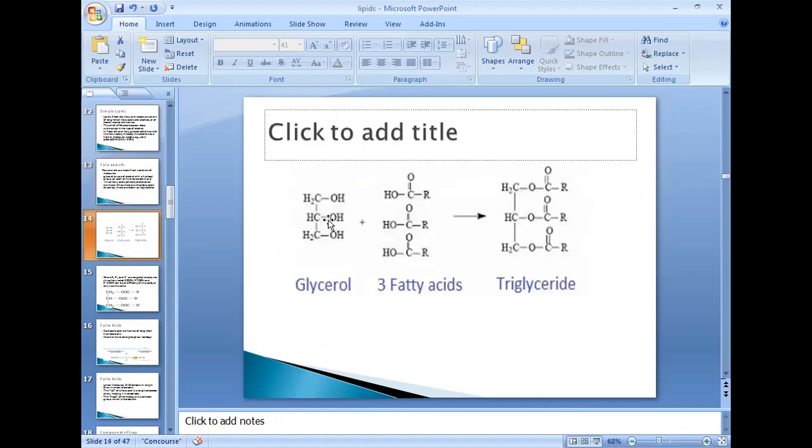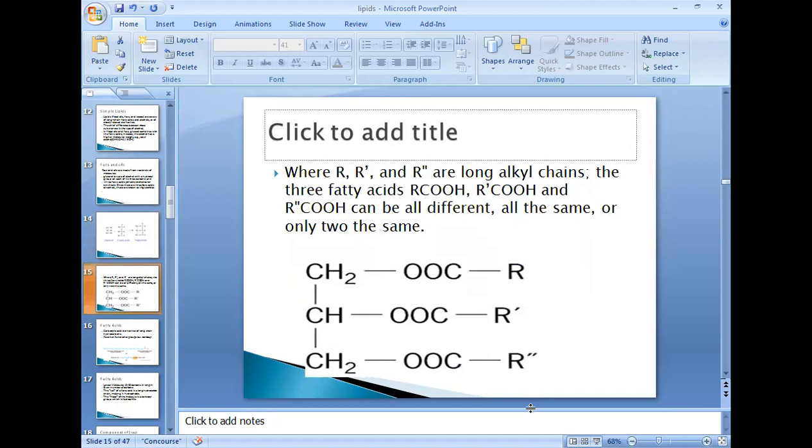Let's see here, glycerol and three fatty acids, resulting in triglyceride. Here are the R groups which are attached with fatty acids. These R groups can be the same or different, or only two can be the same.